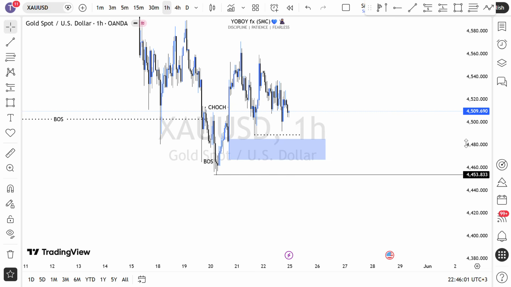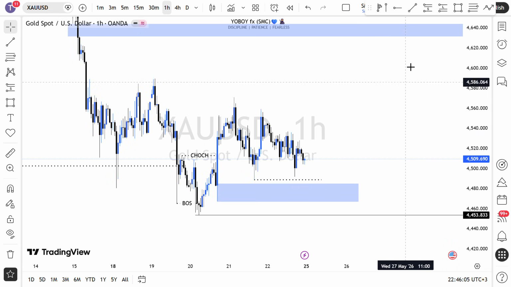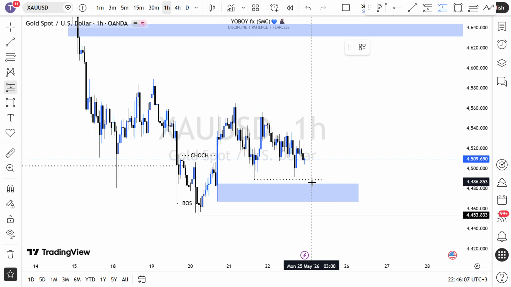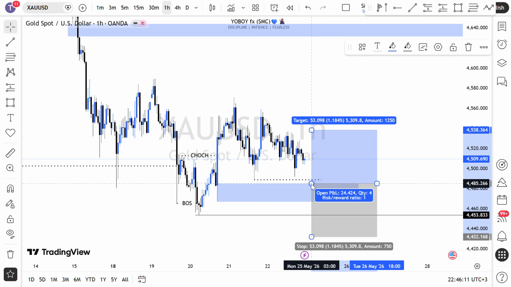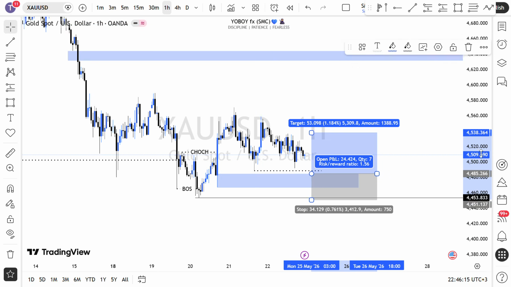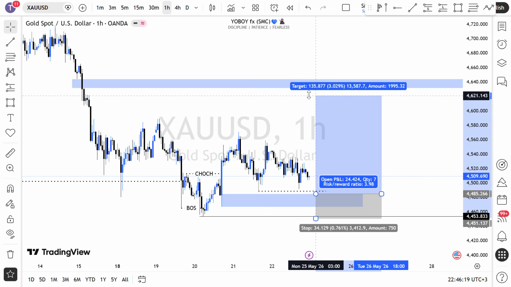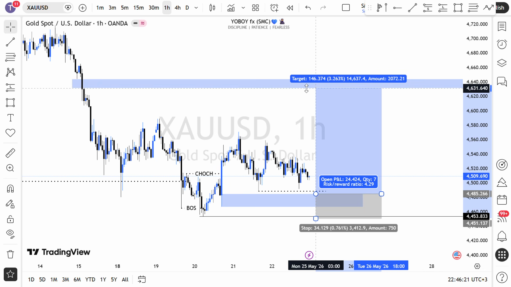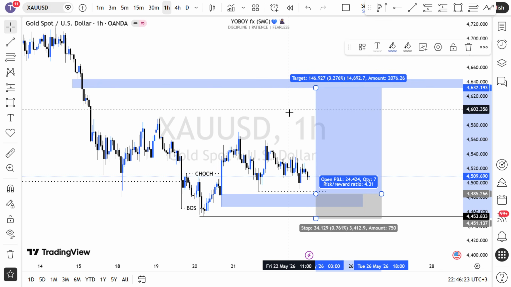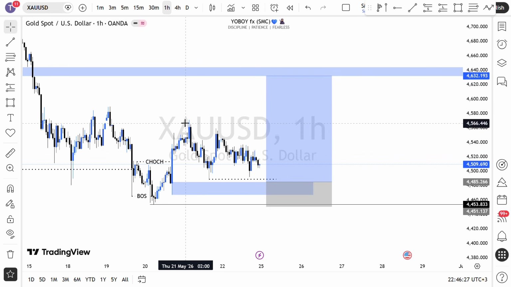So I want to see price dropping down, come into that area, and then if I have my confirmation, I'll be taking my buys from that area to the upside. If we don't have any confirmation, remember, don't take any trade without a confirmation, because no one is always sure about how the market will be behaving unless you have the confirmation. So that is my point of interest on gold.